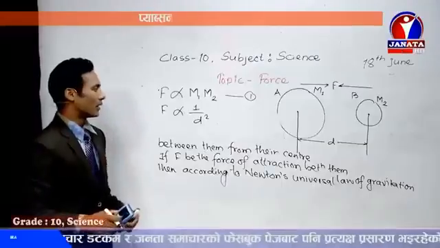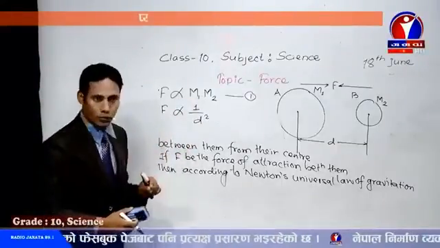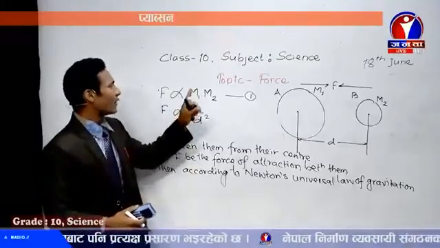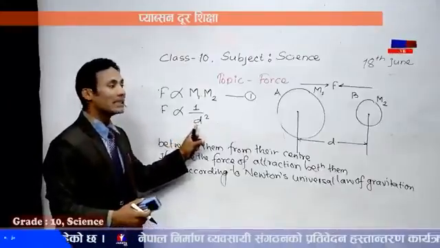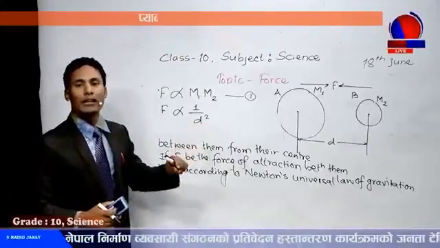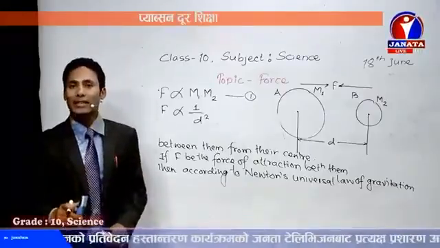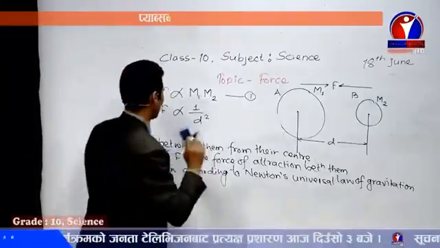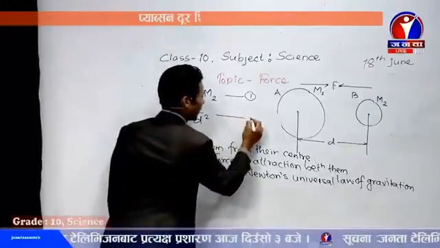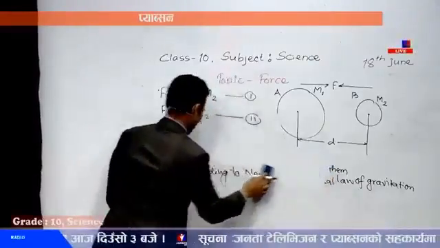Generally we can write this symbol as capital M and small m also, small m1 and small m2 also, and this distance d also we can mention, and somewhere else you can find this small r also, but capital R is used specially for the radius of the earth. So let's think about this also. This is equation 2. So let's combine equation 1 and 2.